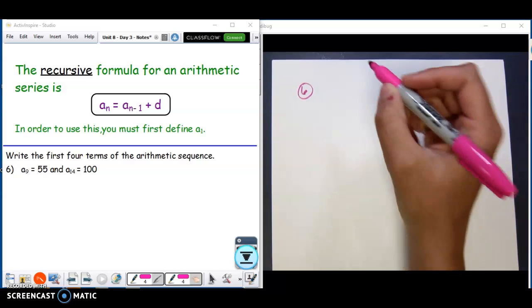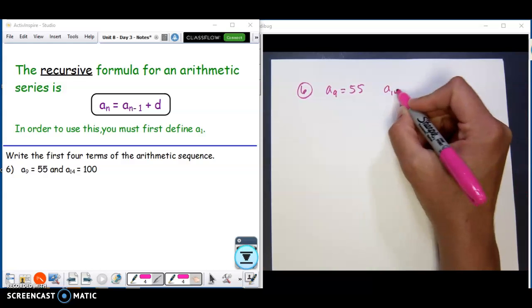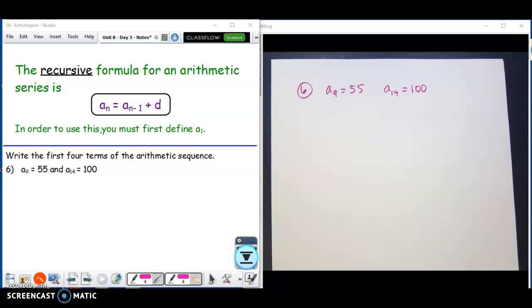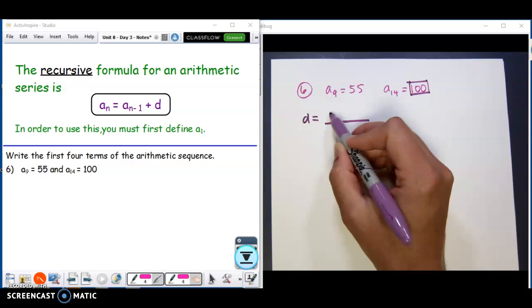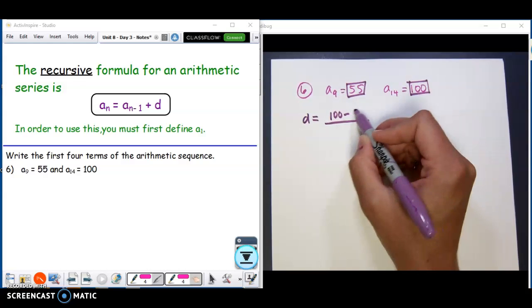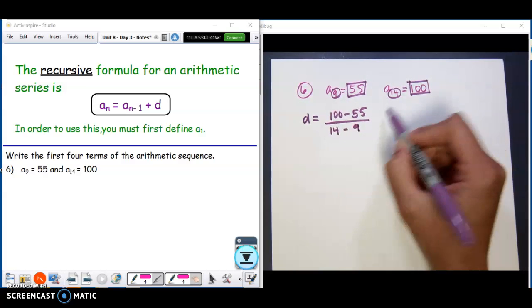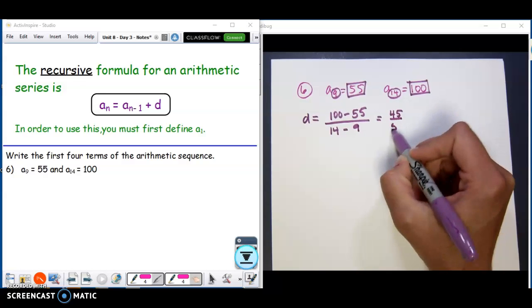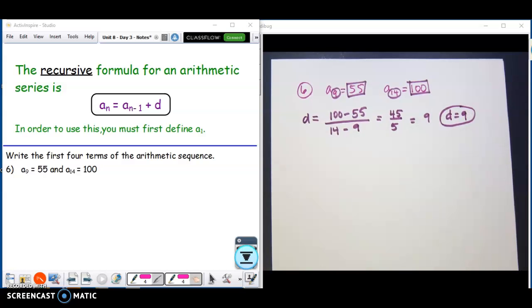So for number 6, they're telling us that a sub 9 is 55 and a sub 14 is 100. And they just want us to write the first 4 terms of the arithmetic sequence. So pretty much we know it's arithmetic, so we're going to go ahead and find the common difference, the same as we did on the last problems. So I'm going to take my 100 minus my 55 over 14 minus 9. So we'll get 45 over 5, so my common difference is going to be 9.